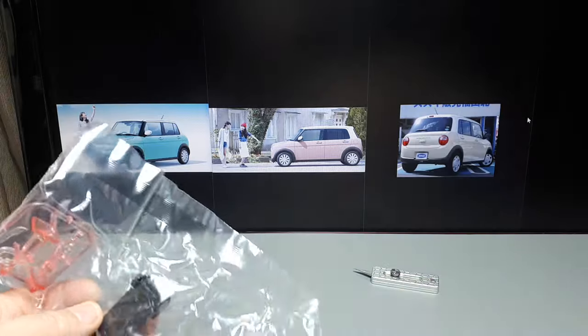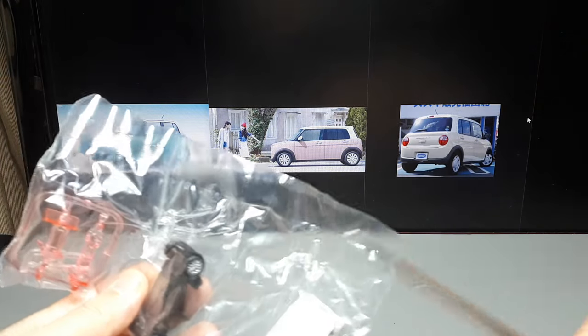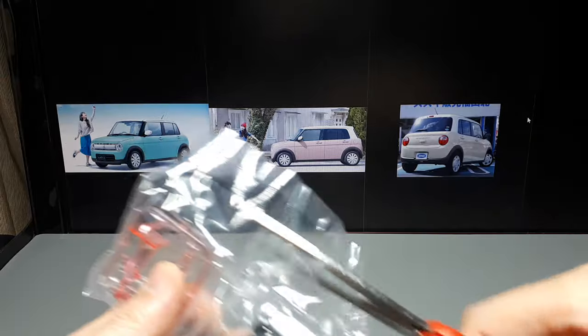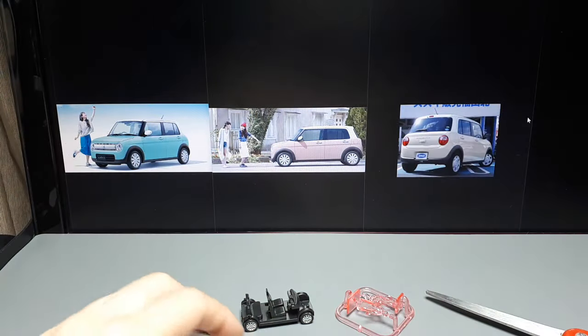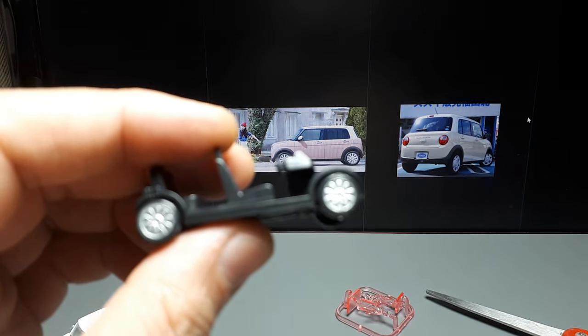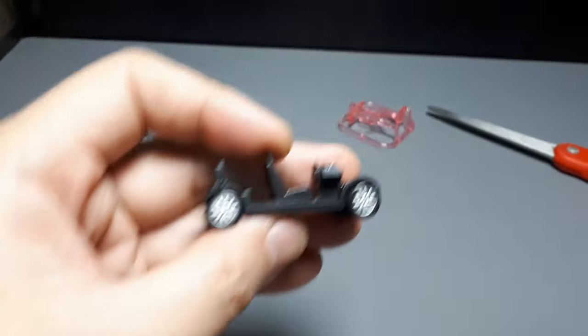Seems to be a bit of a minuscule model kit as well. Let me get some scissors out. Alright, well, we can look at this without taking it apart. We did the photos last, I guess.